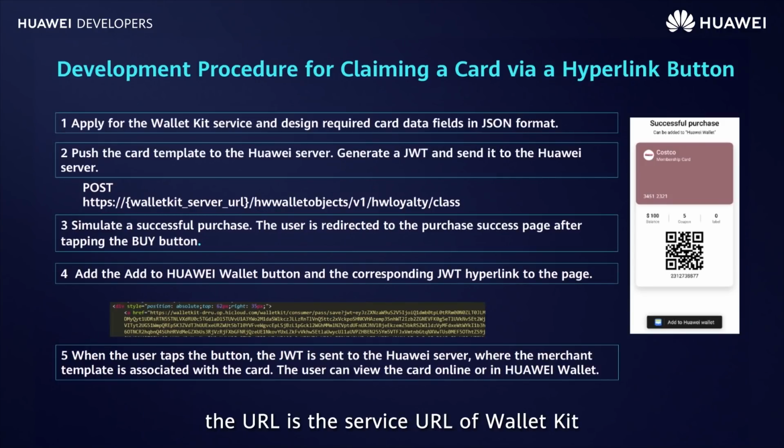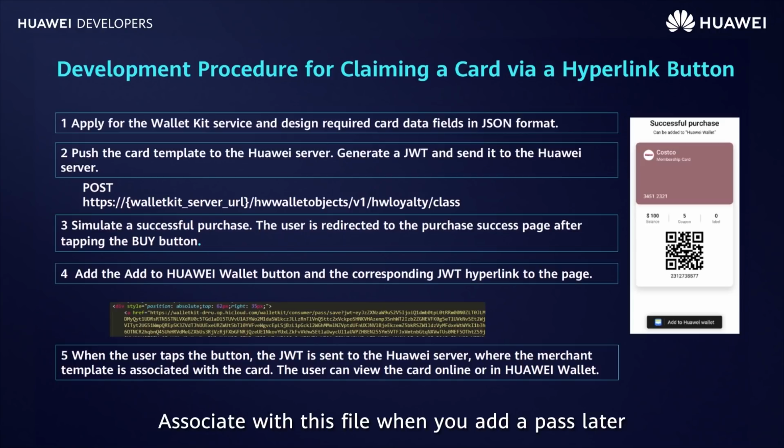Here, the URL is the service URL of Wallet Kit. In the URL, the first part is the address of the Huawei server. The address varies depending on your location. The second part is fixed. Then push the JSON template file to this URL. In this way, the Huawei server will receive the file associated with this file when you add the pass later.